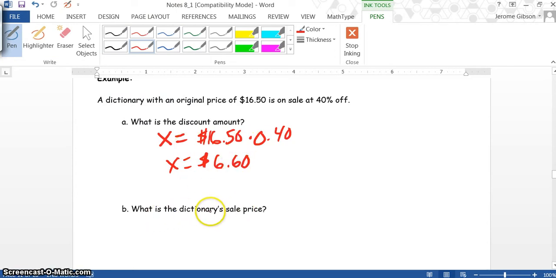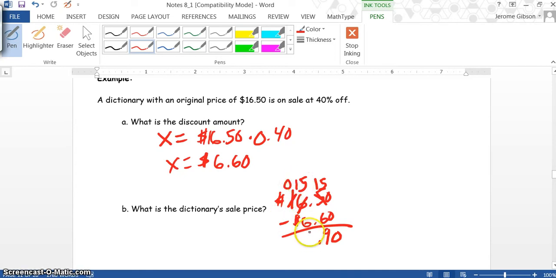Now it says, what is the dictionary sale price? So we would take our $16.50 and subtract $6.60. We have 0. We cannot subtract 6 from 0. So we'll borrow 1 from this 6. Make it 5 and make this 0 a 10. 10 minus 6 is 4. Bring down our decimal. We cannot subtract 6 from 5. So we'll make this 1 a 0 and add the 1 to the 5. So we have 15 minus 6, which is 9. So it'll be $9.90.